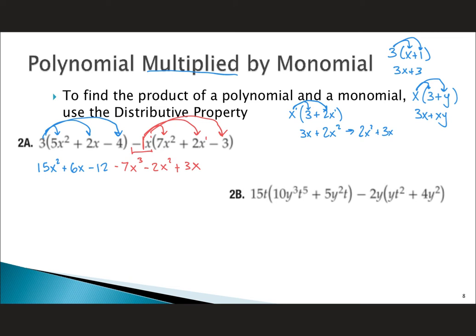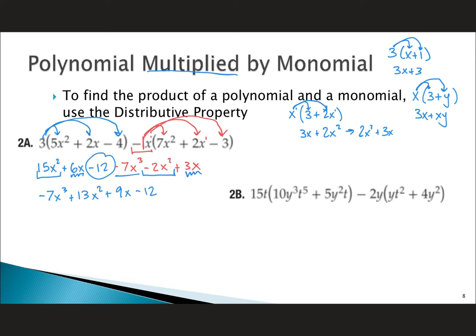Now let's go ahead and just combine like terms. So my x cubed is the highest power, so negative 7x cubed goes up front. 15x squared, and then negative 2x squared. This is going to give me a plus 13x squared. 6x and 3x, plus 9x, and then negative 12 doesn't have a buddy, so it just comes straight on down. Okay, and that's your final answer. Nothing else can be combined. That's it.